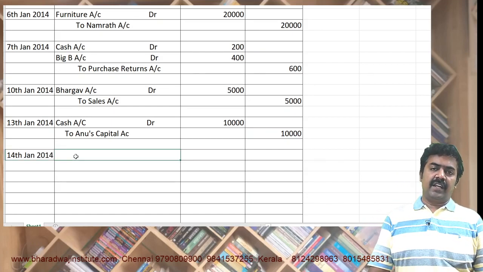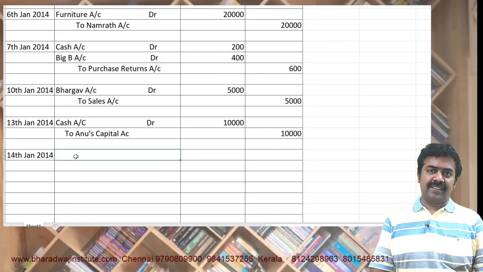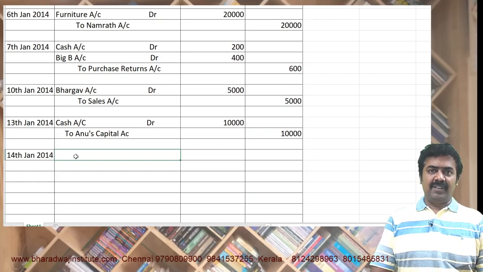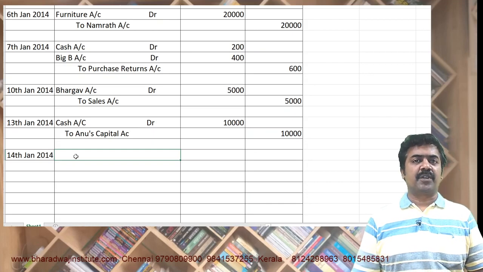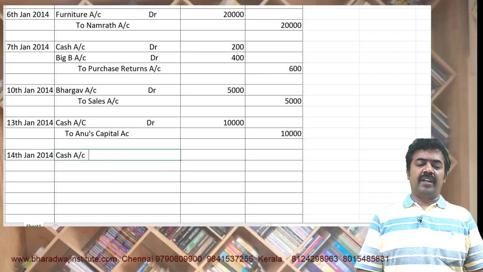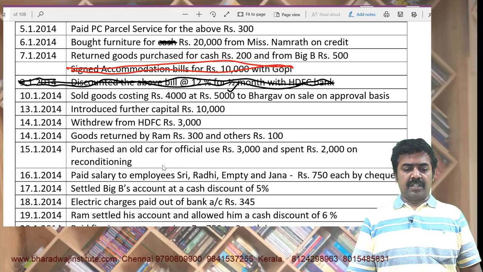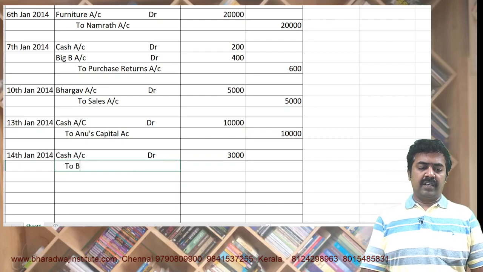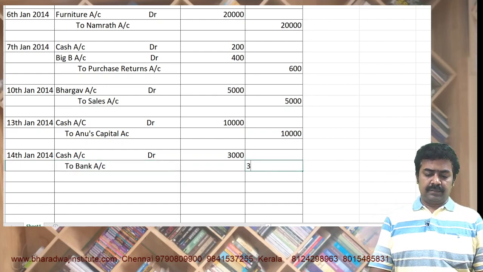What is the entry you will pass? Drawings account debit, don't think like that. Is it given that the cash is withdrawn for personal use? No. We withdraw cash from the bank for business use also. So it is nowhere said that the money is used for personal purposes. Cash account debit, debit what comes in. How much comes in? 3,000. To bank account, credit the giver. Cash account debit to bank account 3,000.